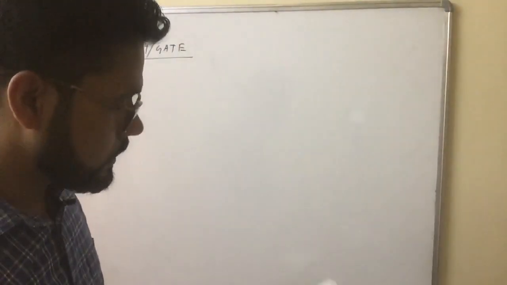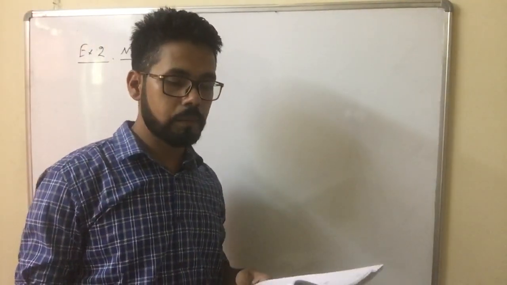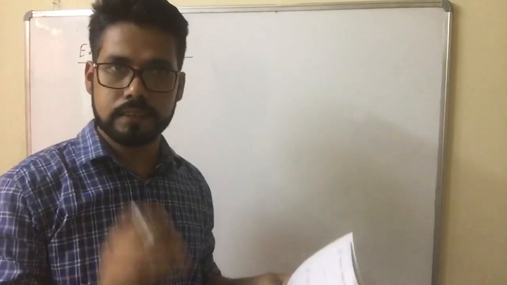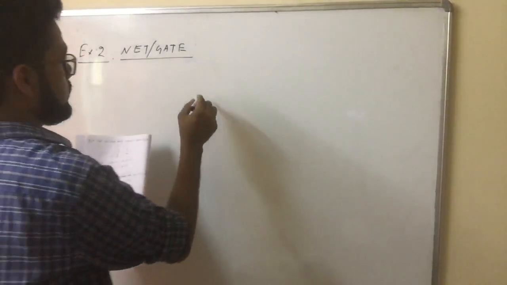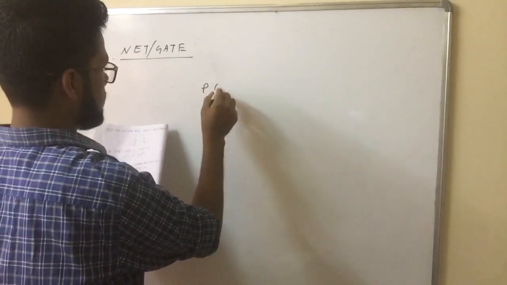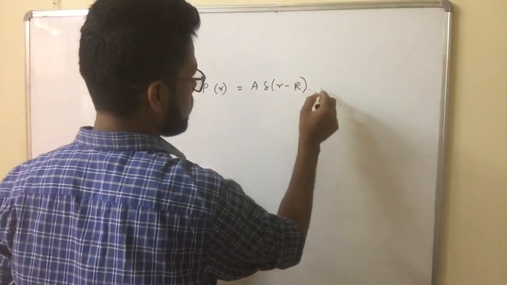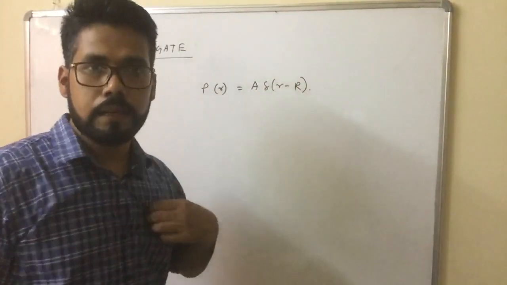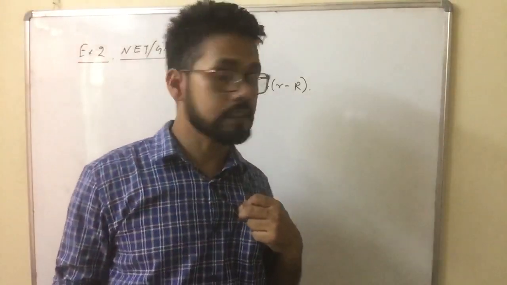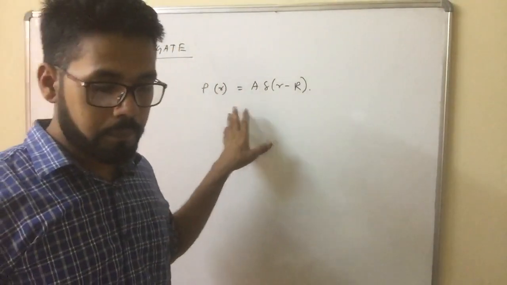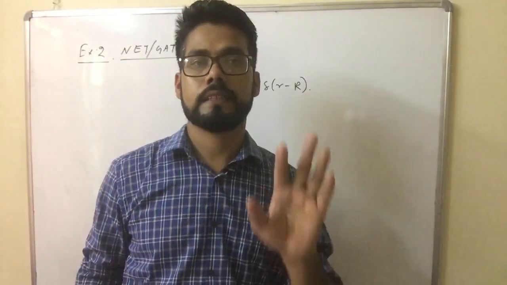So the third question, listen to the question carefully. The charge density of an infinitesimal shell is defined as A delta(r minus R), where R is the radius of the shell. This question comes in the NET exam. Find the value of A and the charge density.